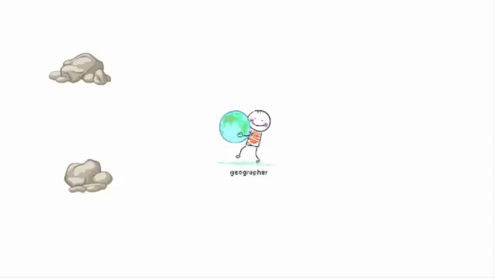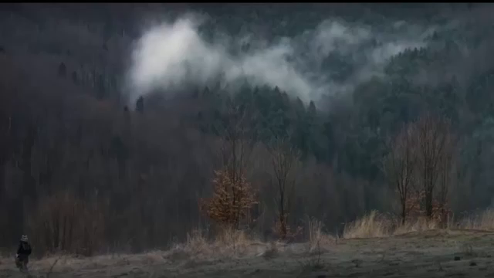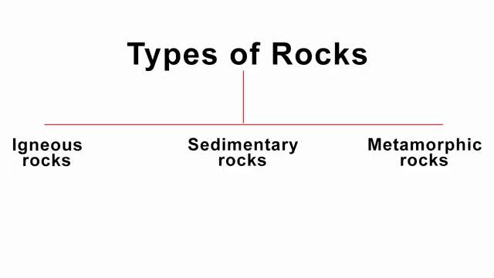Now, if you become a geographer, you'll need a basic understanding of rocks, because that's how you'll get to know the landform and probably the Earth's surface. So rocks are categorized under three families on the basis of the mode of formation. They are igneous rocks, sedimentary rocks, and metamorphic rocks. Let's understand each one of them.